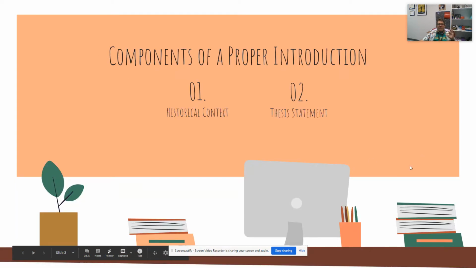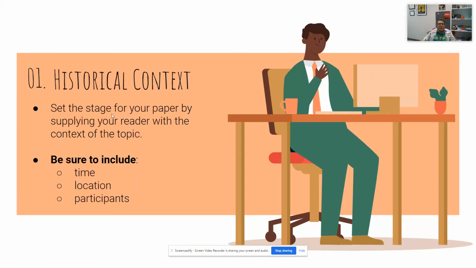It means first, the components of a proper introduction or introductory paragraph will have the historical context and a thesis statement. The historical context will set the stage for your paper by supplying the reader with the context. What was happening? When was it happening? Who was it happening to?